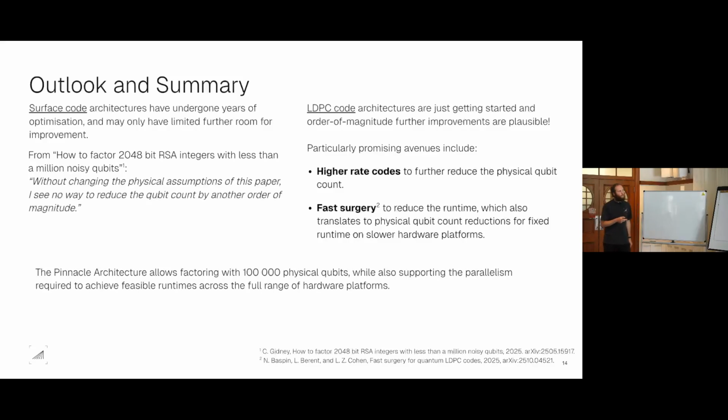If I want to take one summary away, we've seen the Pinnacle Architecture allows factoring with 100,000 physical qubits while also supporting the parallelism required to achieve feasible runtimes on a full range of hardware platforms. But we think this isn't the end of the story. So expect to hear more from Iceberg, and don't count on 100,000 physical qubits being the true number of physical qubits needed to break RSA. I wouldn't bet on that.